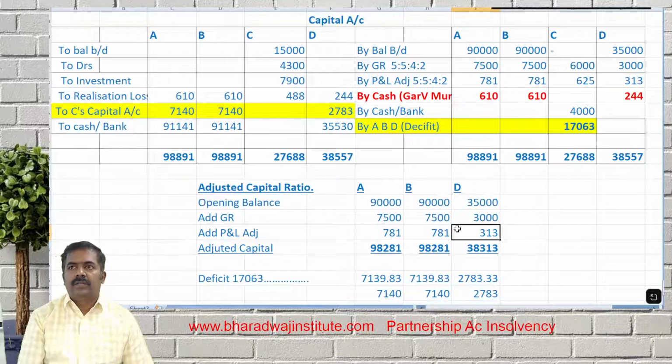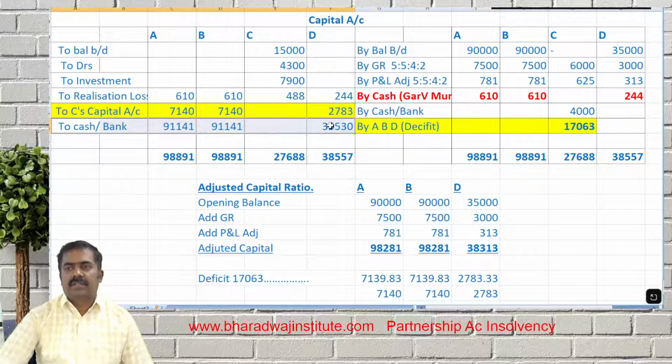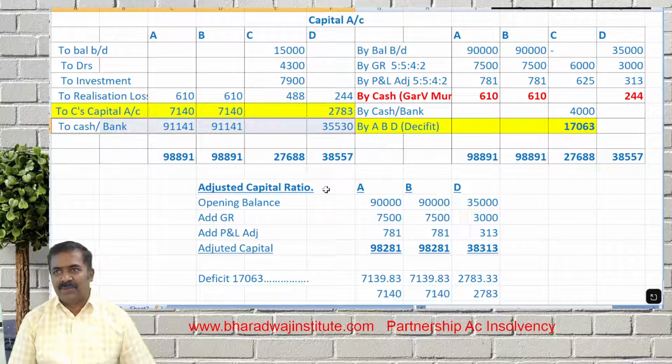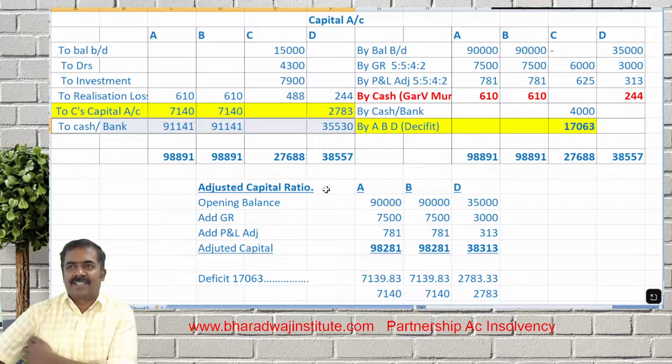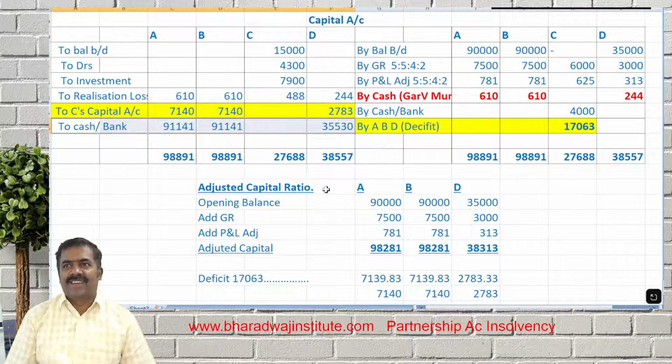Sir, when we tally cash and bank account, the amount that comes is the amount distributed to partners. This is the amount: 91,141, 91,141, 35,530. Amount distributed to partners need not be in profit sharing ratio. In the summary, all the amounts come in; amount distributed to partners will be the balancing figure in the partners' capital. That's why in the cash or bank account, you should not take any balance there.